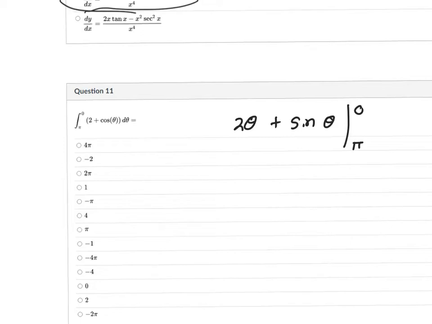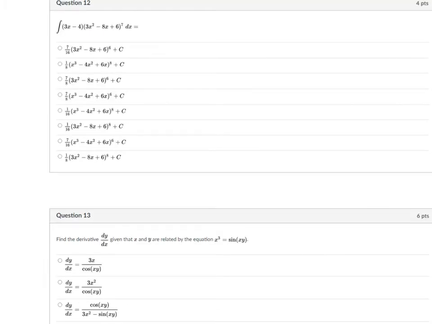Okay, so plugging in 0, 2 times 0 is 0, sine of 0 is 0. So this is 0 minus, and then we have 2 pi, and then sine of pi is also 0. So all we really have for this equation is just negative 2 pi. That'll be that one. Okay, so moving on to number 12.